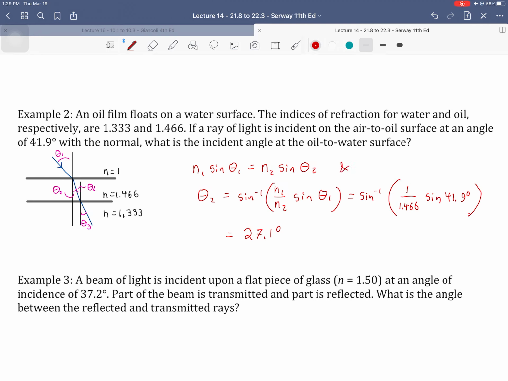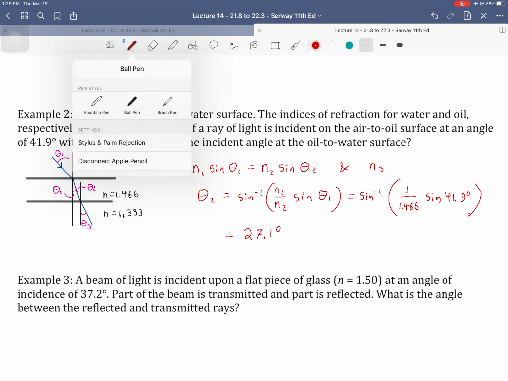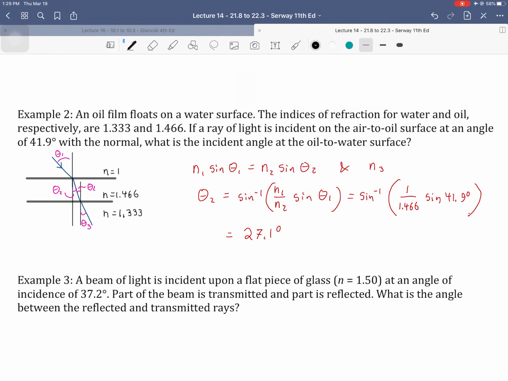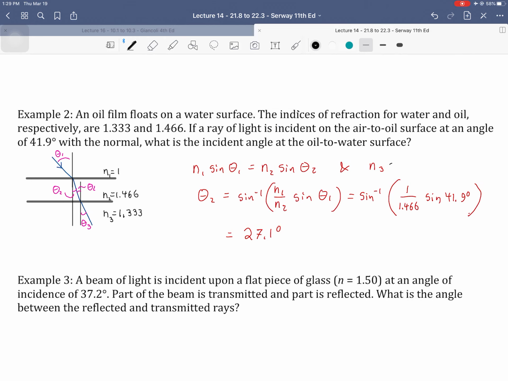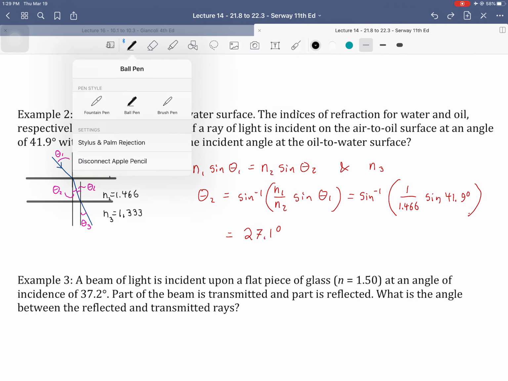For theta 2, I'll just write up here where it's going to come from. So in this case, it would just be n3, and then let me add some subscripts over here to the figure, so you know which is which. That's n1, that's n2, and this is n3. Okay, and so we'd have n3 sine of theta 2.